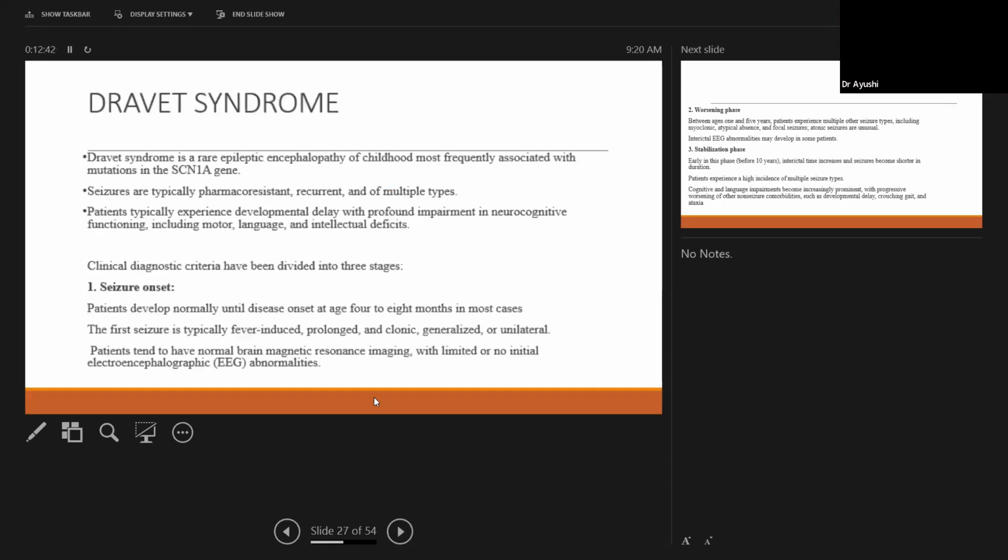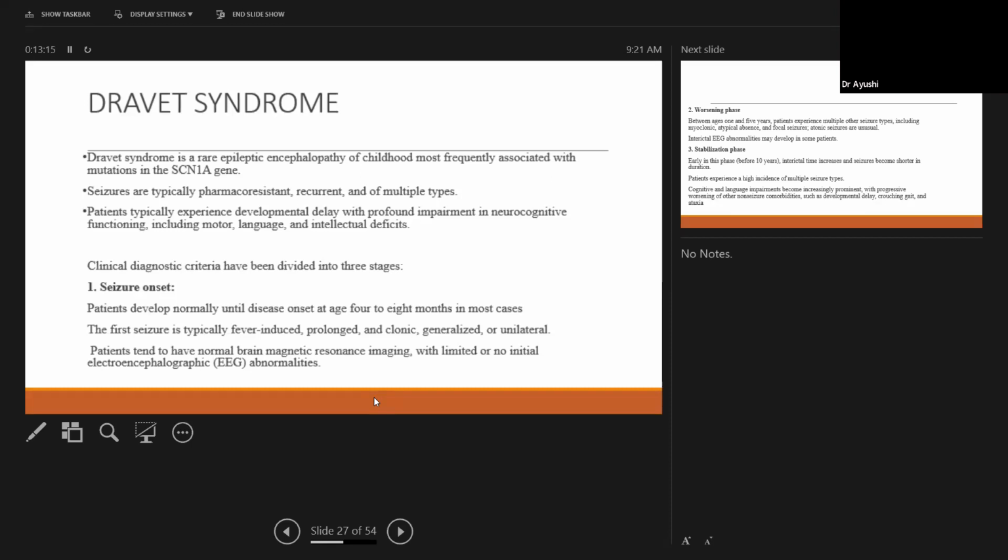Dravet syndrome. Dravet syndrome is a rare epileptic encephalopathy of childhood, most frequently associated with mutations in the SCN1A gene. Seizures are typically pharmacoresistant, recurrent, and of multiple types. Patients typically experience developmental delay with profound impairment in neurocognitive functioning, including motor, language, and intellectual deficits. The clinical diagnostic criteria have been divided into 3 stages. First is seizure onset. In this, the patients develop normally until disease onset at age 4 to 8 months in most cases.